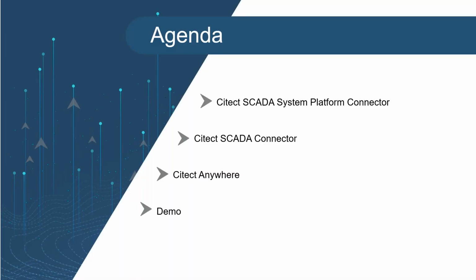So let's start with today's agenda. Here we will be discussing different types of Citect connectors. The first one is the Citect SCADA connector to the AVEVA System Platform. The second one is the Citect SCADA connector to the AVEVA Historian and the AVEVA Insight cloud solution. Finally, we're going to be talking about the Citect Anywhere server.